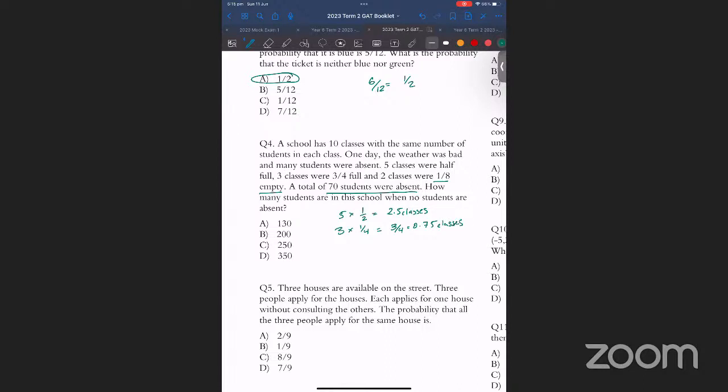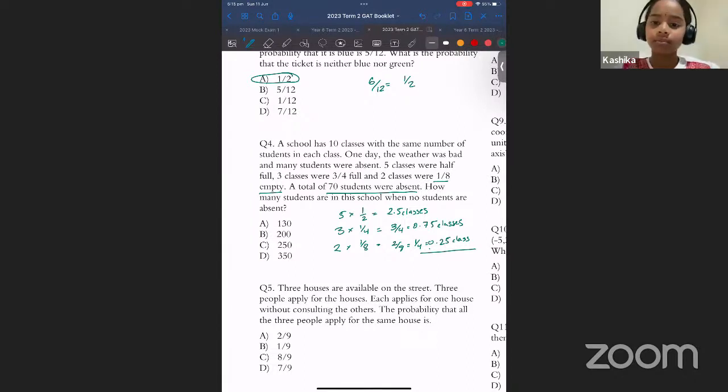Yes. All right. And then finally, 2 classes were 1/8 empty. So that's the same as 2/8, which is 1/4, or 0.25 classes that were empty. All right, so let's add all of this up. What's 0.5 plus 0.75 equal to? 1 whole class, correct? And then what's 1 whole class plus 2.5 classes equal to?